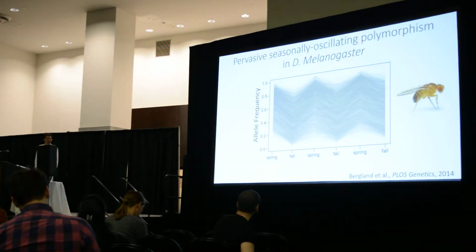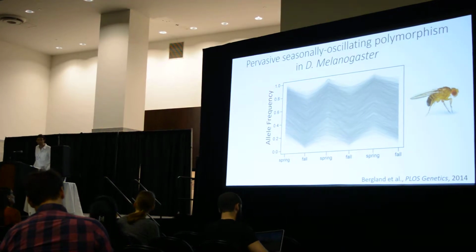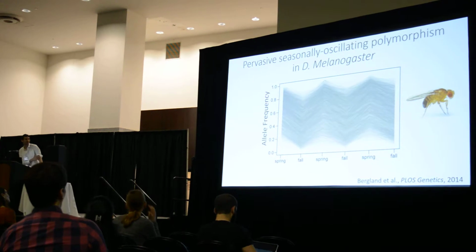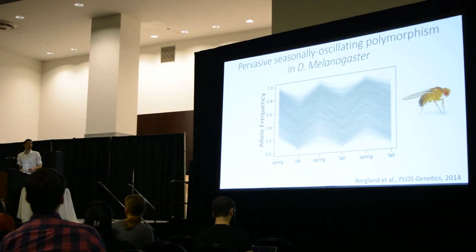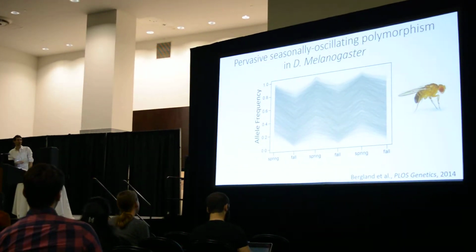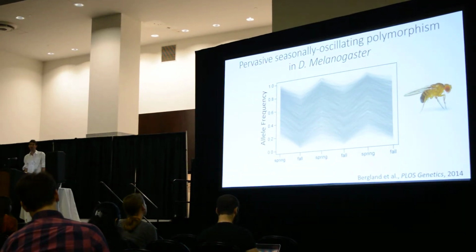This theory on the 1% is motivated by this work by Alan a little while ago. So this is allele frequency sampled in a temperate Drosophila population. There are two things I want you to take away from this figure. The first is that these alleles are following the seasonal cycle. They're oscillating with about 10% frequency swings, which is quite large, and there's a lot of them.